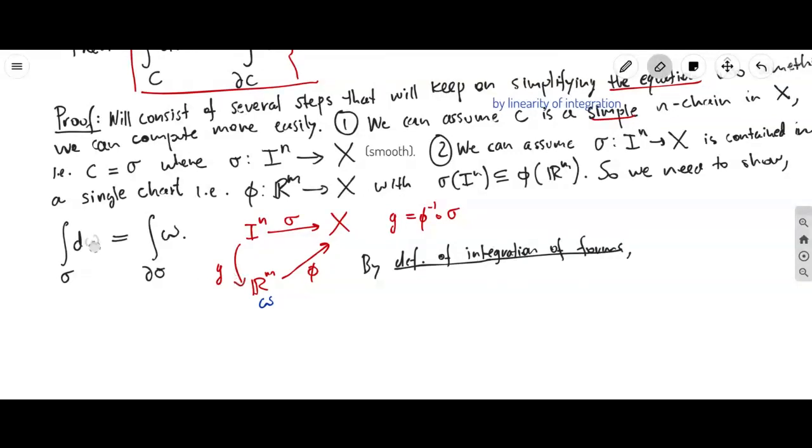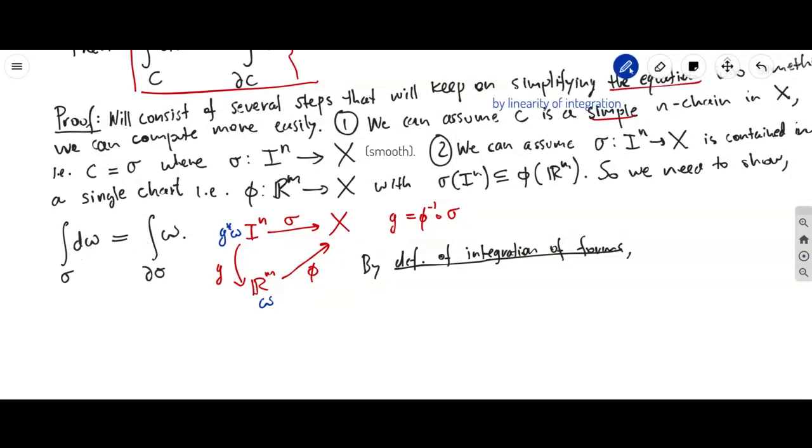If I want to integrate d omega over sigma, I put sigma into a chart that contains it. So here's a chart that contains it. And omega is represented by a Euclidean form. And then this composite map that you have, this composition, you pull it back. So you can pull it back here, and that would be G star omega. Okay, that's what that would be. So you pull it back to In.